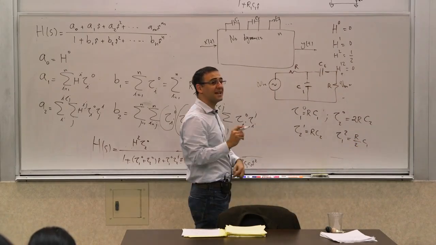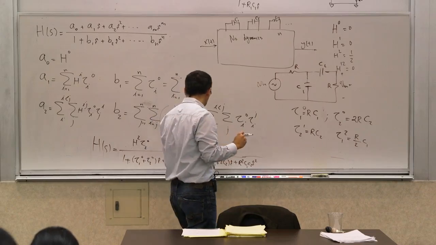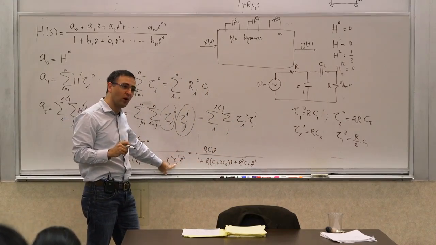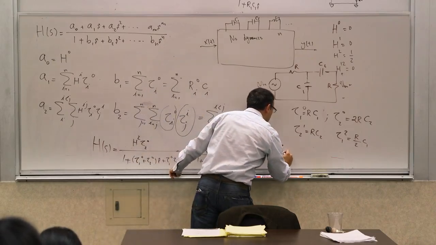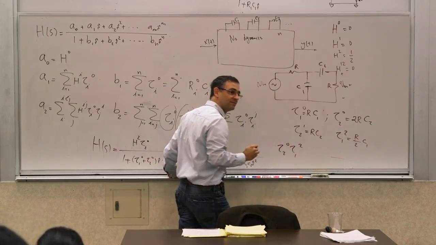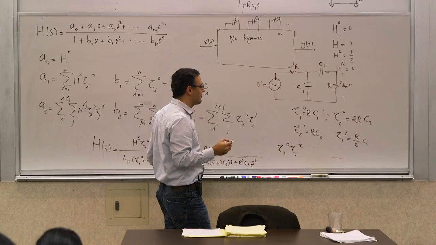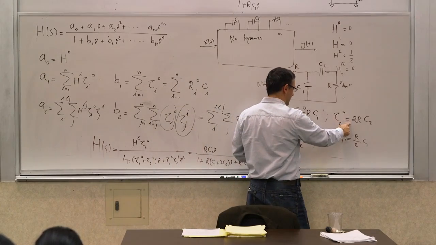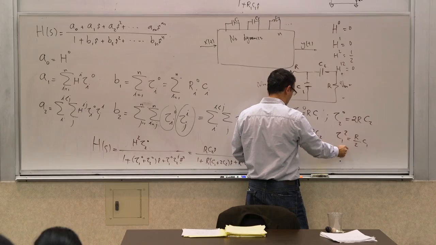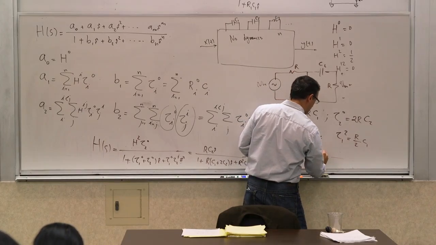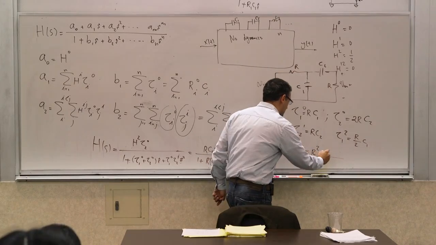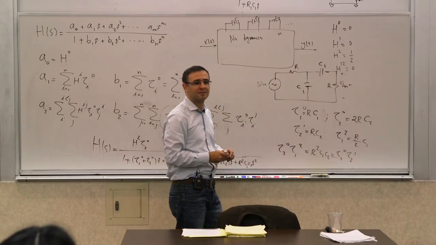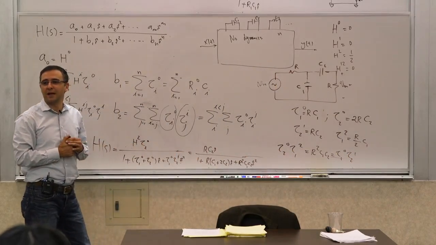Now, if what I said was true, then I should be able to get this term either from tau 1,0 tau 2,1, or from tau 2,0 tau 1,2. So let's see if tau 2,0 tau 1,2 gives me the same result. So tau 2,0 is this, tau 1,2 is this. So the product of these two is also R squared C1 C2, which is equal to tau 1,0 tau 2,1. So you could do it either way.